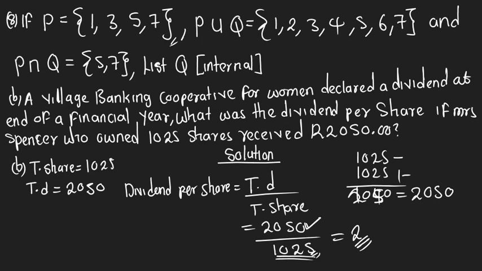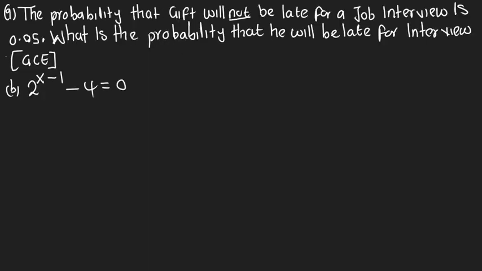Okay, thank you. Okay, can someone read what is on the board? The probability that Gift will not be late for a job interview is 0.05. Okay. What is the probability that he'll be late for interviews?